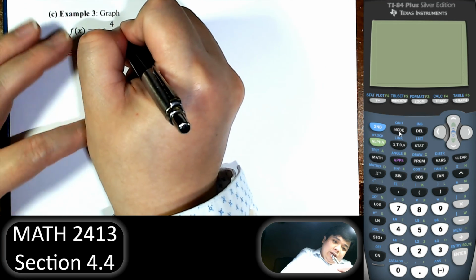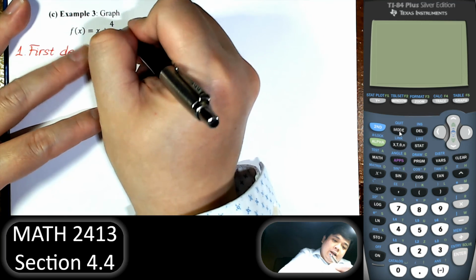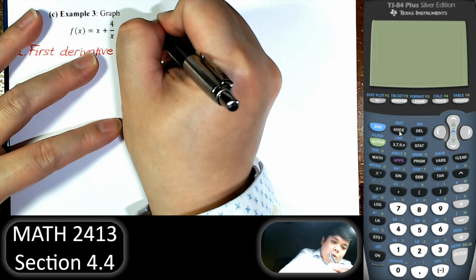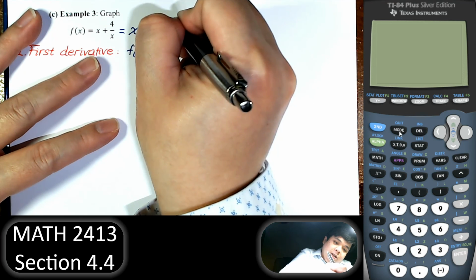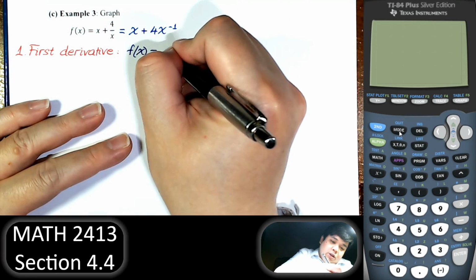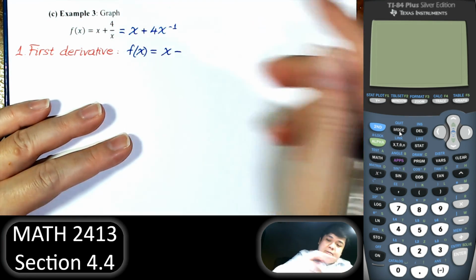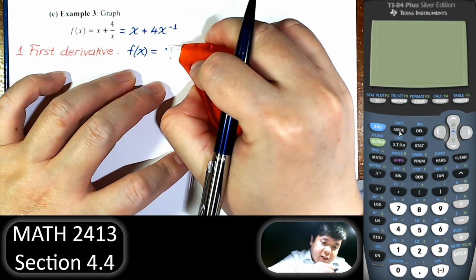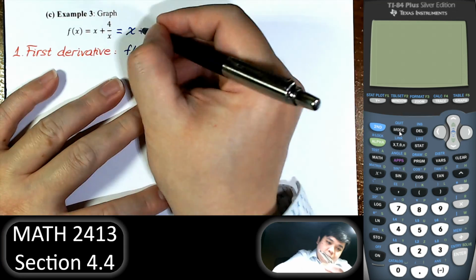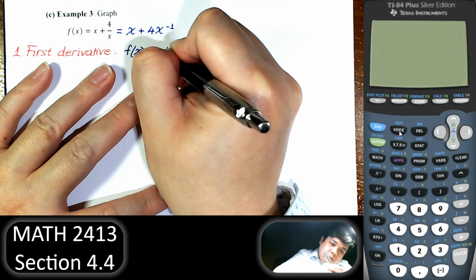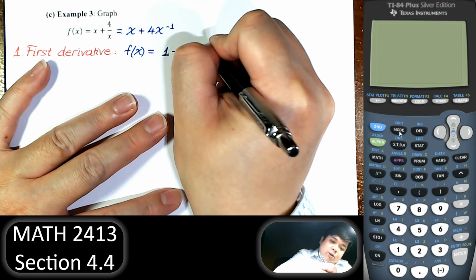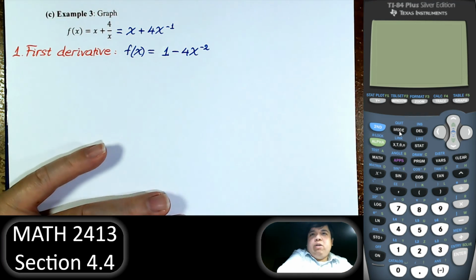Based on that, it will be x plus 4x to negative 1. And we use the power rule. So the derivative of x is 1. And take the negative 1 down, negative 4x to negative 2. Right, so that is the derivative, right?